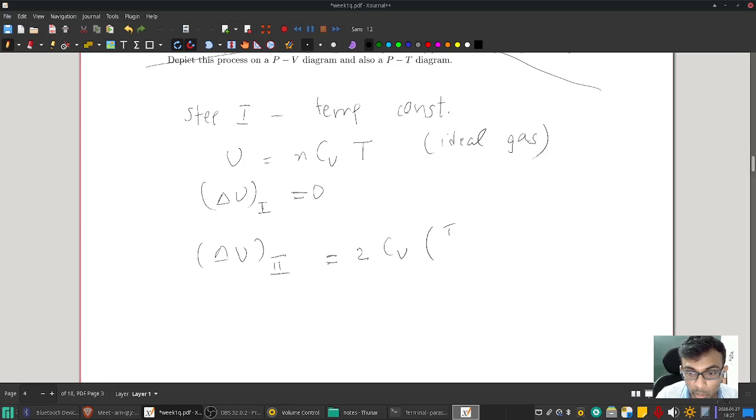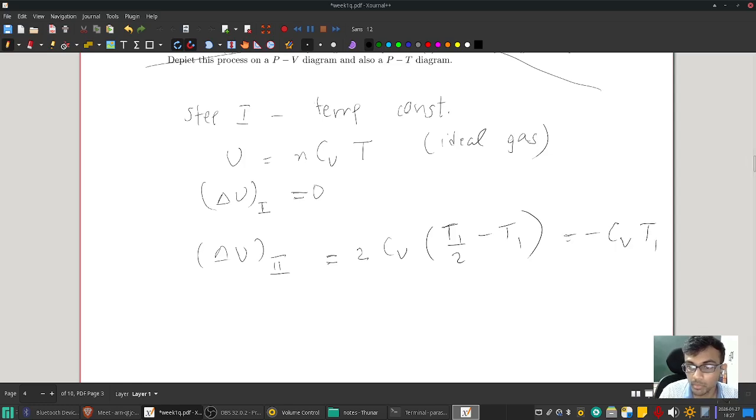So this is going to be CV times (T1 by 2 minus T1), which is minus CV times T1. So delta U for both these steps together is minus CV times T1.